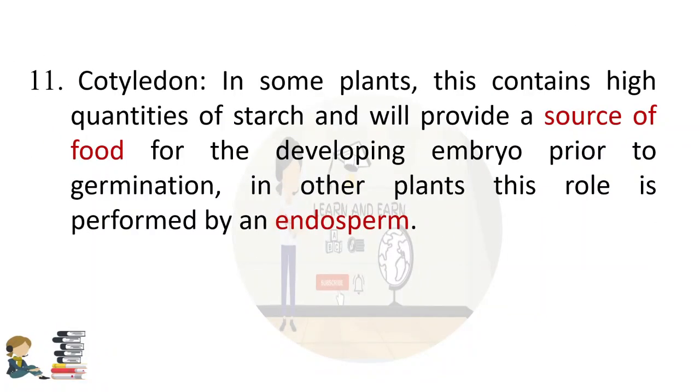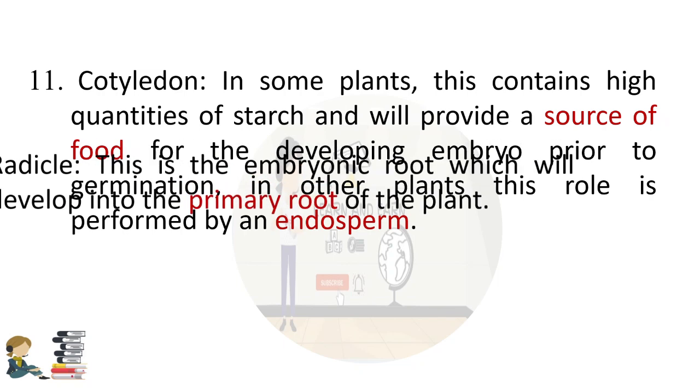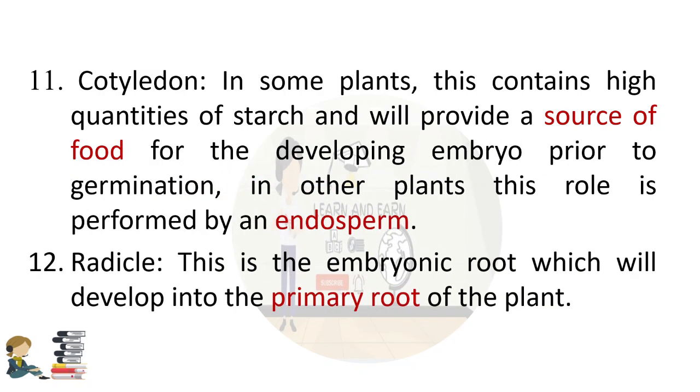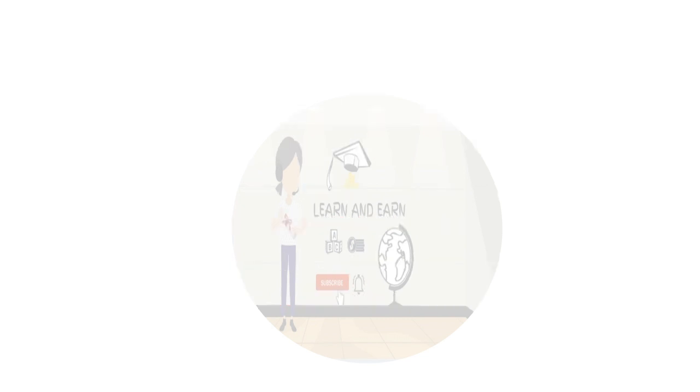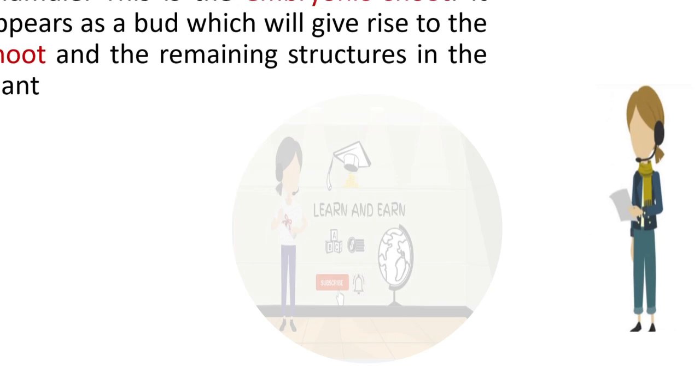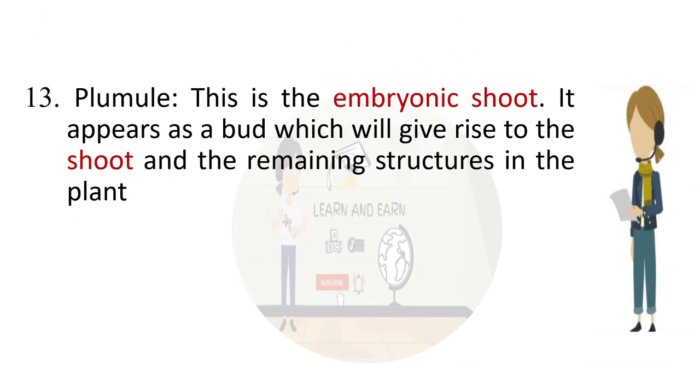Number 11 is cotyledon. In some plants, this contains a high quantity of starch and will provide a source of food for the developing embryo prior to germination. In other plants, this role is performed by an endosperm. Number 12 is radicle. This is the embryonic root which will develop into the primary root of the plant. Number 13 is plumule. This is the embryonic shoot. It appears as a bud which will give rise to the shoot and the remaining structures in the plant.